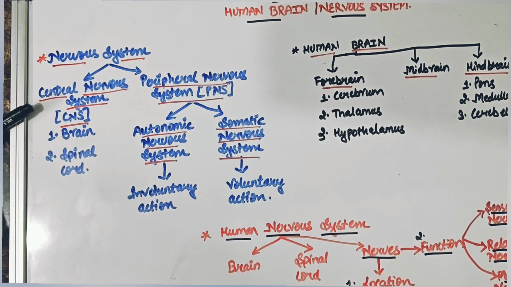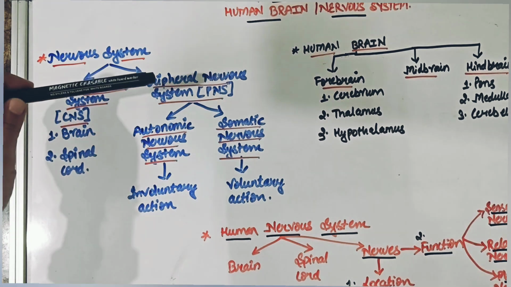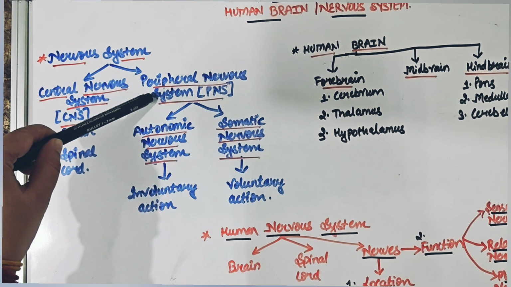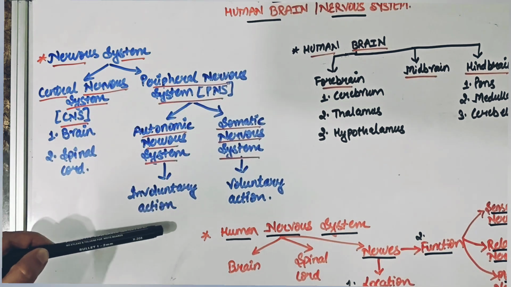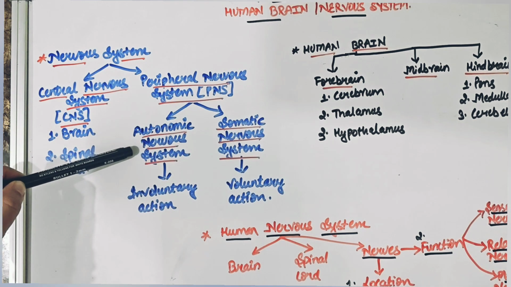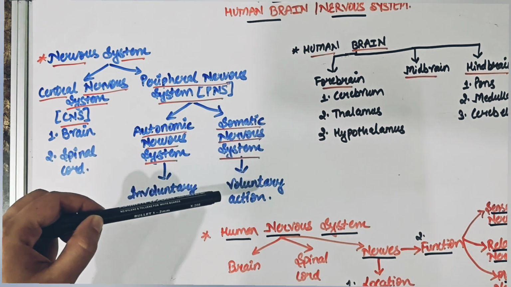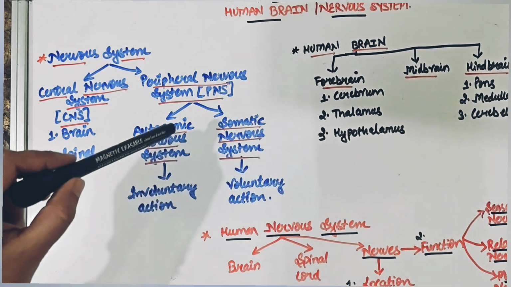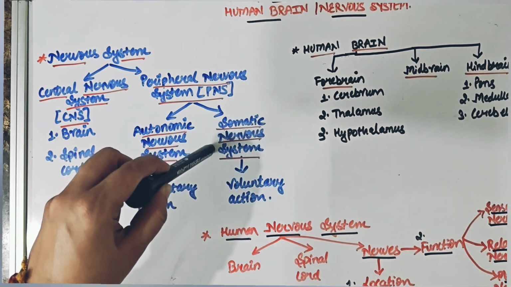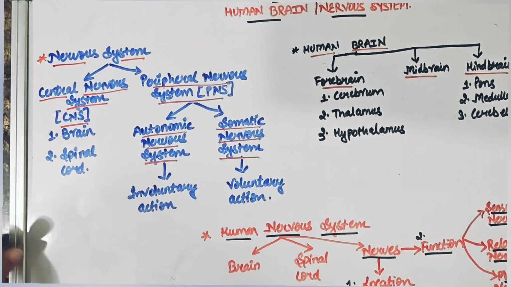The central nervous system or CNS, including brain and spinal cord, being the central important component of the nervous system, and then all the nerves which come under the peripheral, if they are getting associated with involuntary actions, come under the autonomic nervous system, and if these are associated with the voluntary action, then it comes under the somatic nervous system. So I hope we are clear till here.